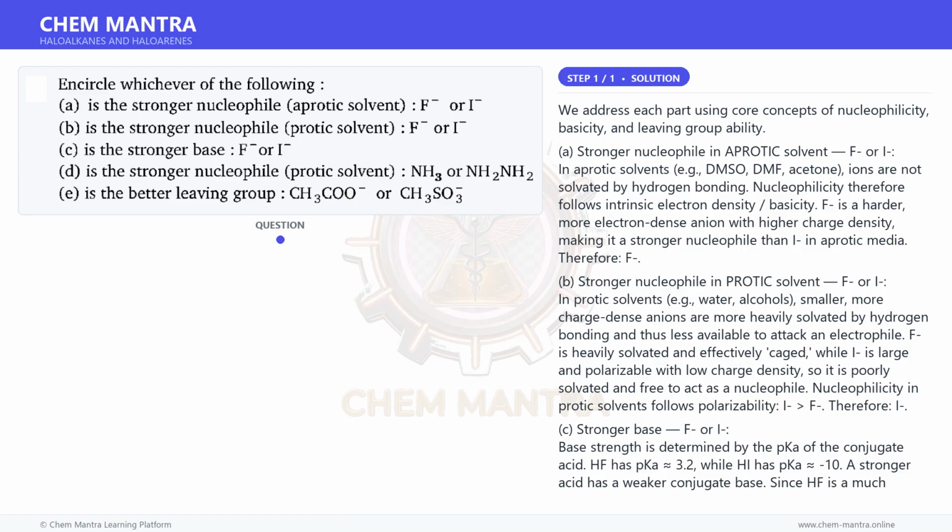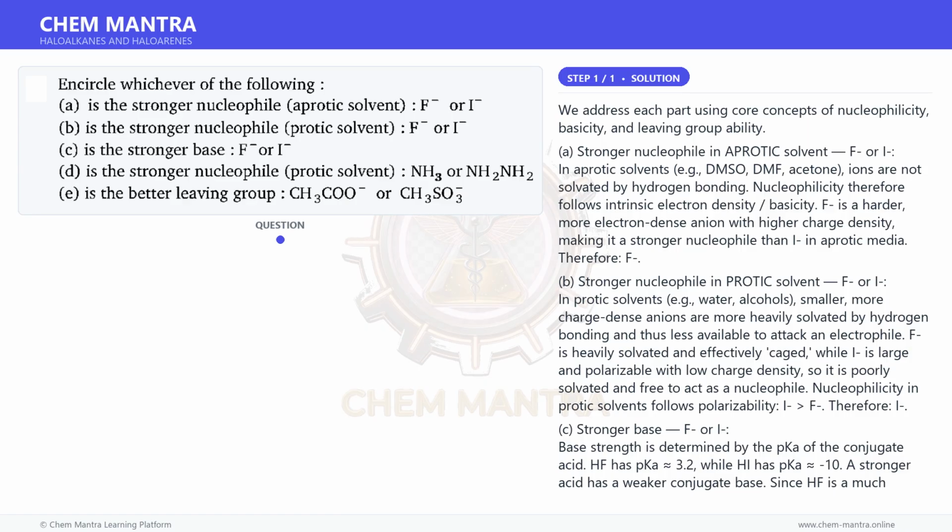D. Stronger nucleophile in protic solvent, NH3 or NH2NH2, hydrazine. Both are neutral nitrogen nucleophiles. NH2NH2, hydrazine, is a stronger nucleophile than NH3 because the lone pair on the attacking nitrogen is made more electron-rich, more available. By the alpha effect, the adjacent nitrogen's lone pair raises the energy of the HOMO on the attacking nitrogen, enhancing its nucleophilicity. This alpha effect is independent of solvation considerations. Therefore, NH2NH2.